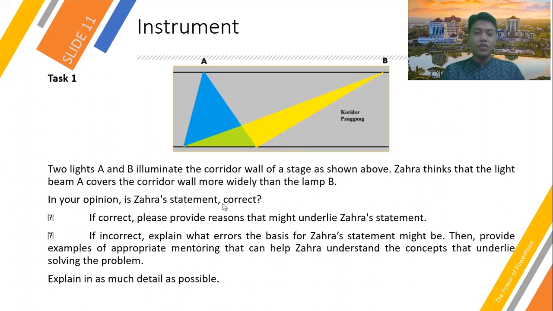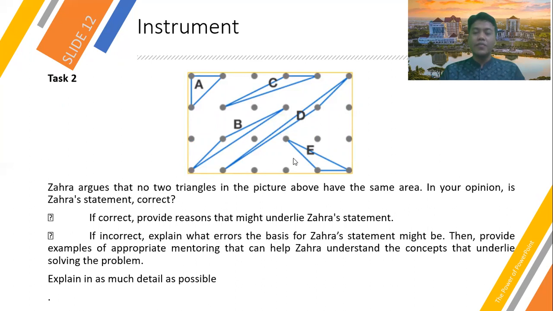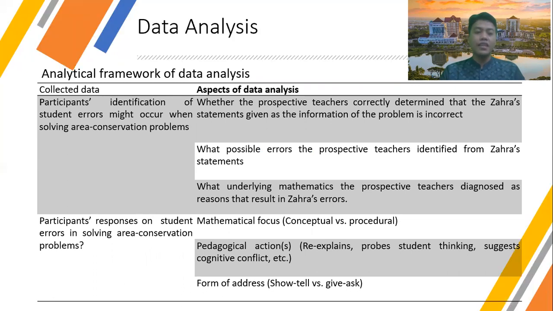In general, task one asks the prospective teachers to give an opinion on whether the statement of Zara is correct or not. The statement is a mathematical statement regarding the area conservation task, with the same base and the same height of two triangles. In task two, the base and the height of each of the triangles have different sizes, which makes it different from task one. Okay. So to analyze, we use an analytical framework of data analysis.